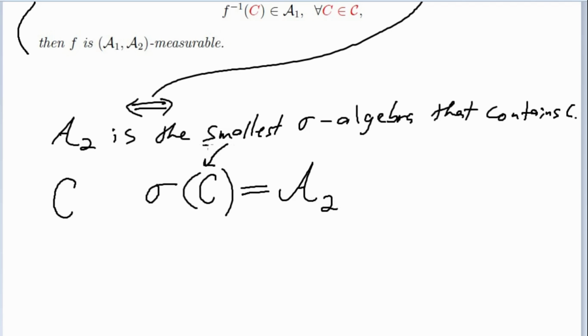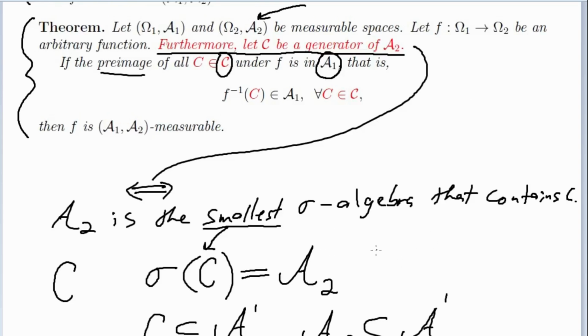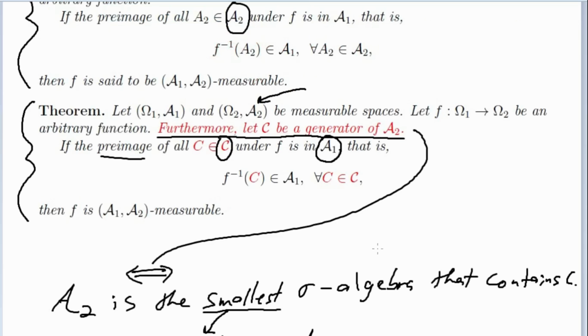Now when I say smallest, I mean smallest with regard to inclusion. That is, if there were some other sigma algebra, for example A prime, that also contains C, then it would have to be the case that A2 is a subset of A prime. It could also be equal to it. Okay, that's all I mean by smallest. So this is what we're going to want to prove in this video.